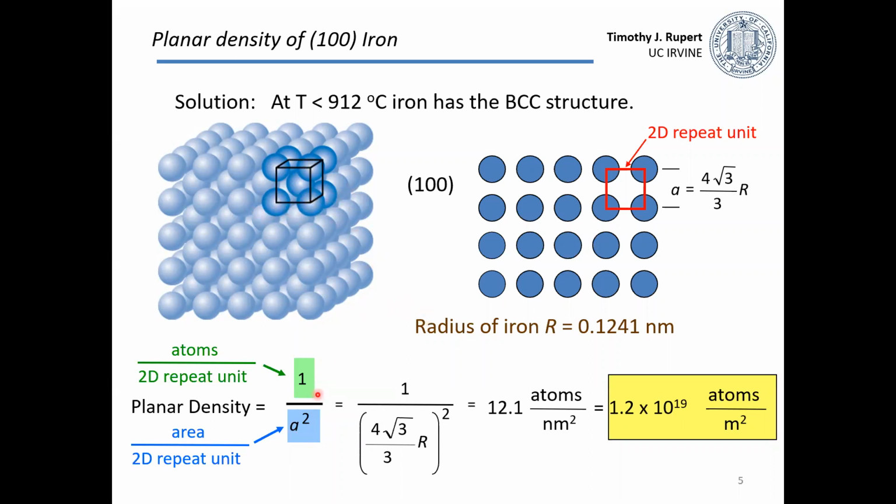I didn't give you what the lattice constant was. I gave you what the atomic radius was. So what we'd actually have to do is replace that a by some relation connecting it with the radius of the atoms. And we did that in our last lecture. So if you want to look up that relationship, you can. But in any case, if you start plugging in numbers, you can end up with something like 12.1 atoms per nanometer squared, or 1.2 times 10 to the 19 atoms per meter squared.